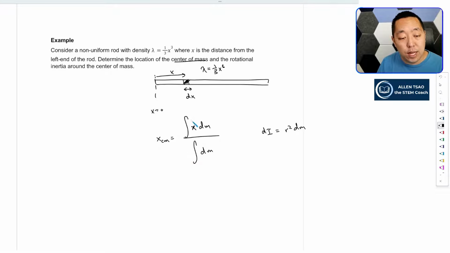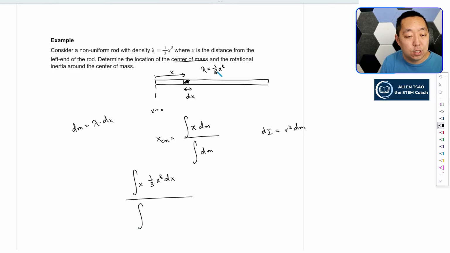So if we do the center of mass calculation, it's going to be the integral of x times dm, and dm is just the density times how long it is, lambda dx. So we replace dm with one third x cubed dx. Then over here, you're just going to integrate dm itself, which is lambda times dx, one third x cubed dx. And you're going to integrate from x equals 0 to, I didn't say the length. Let's say the length is capital L.